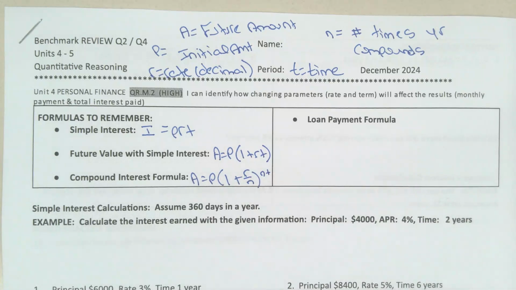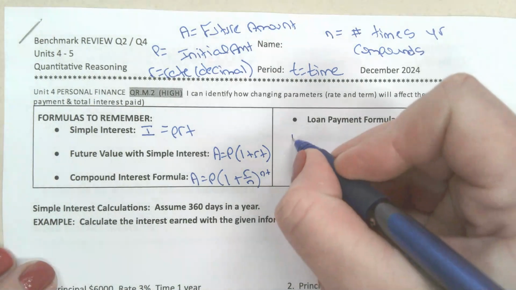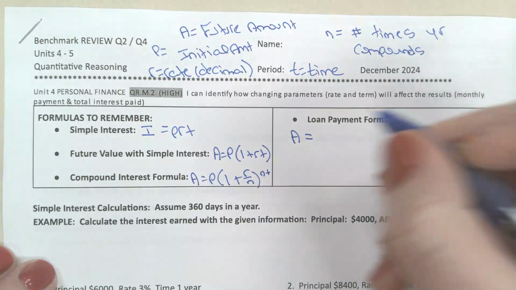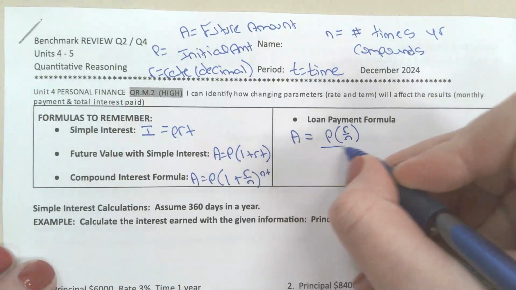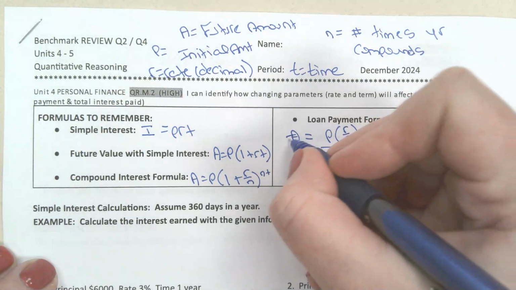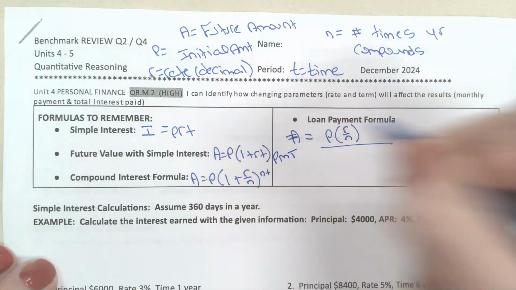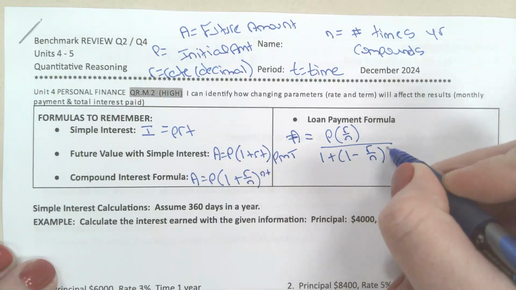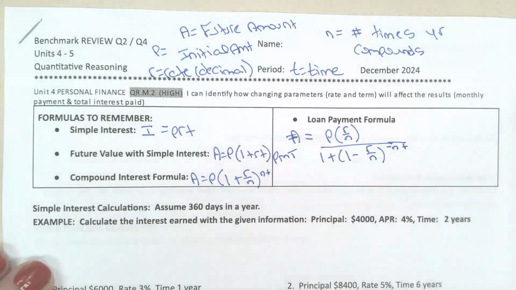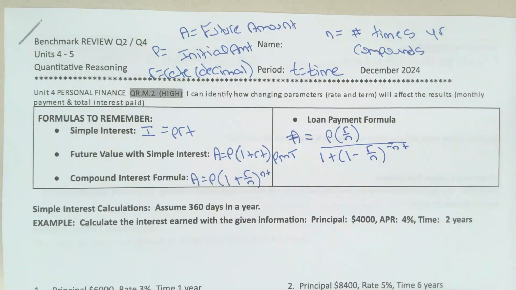The loan payment formula. You have a loan payment formula on here? Okay. So A equals P times R divided by N. That A should be a PMT. There we go. 1 plus 1 minus R divided by N to the negative NT. I'm going to hit the pause while people copy that down.